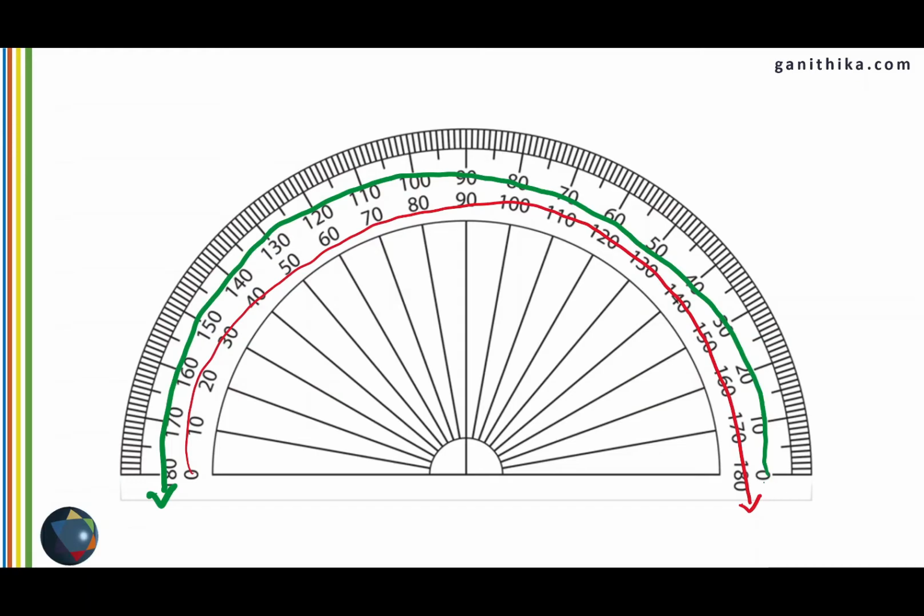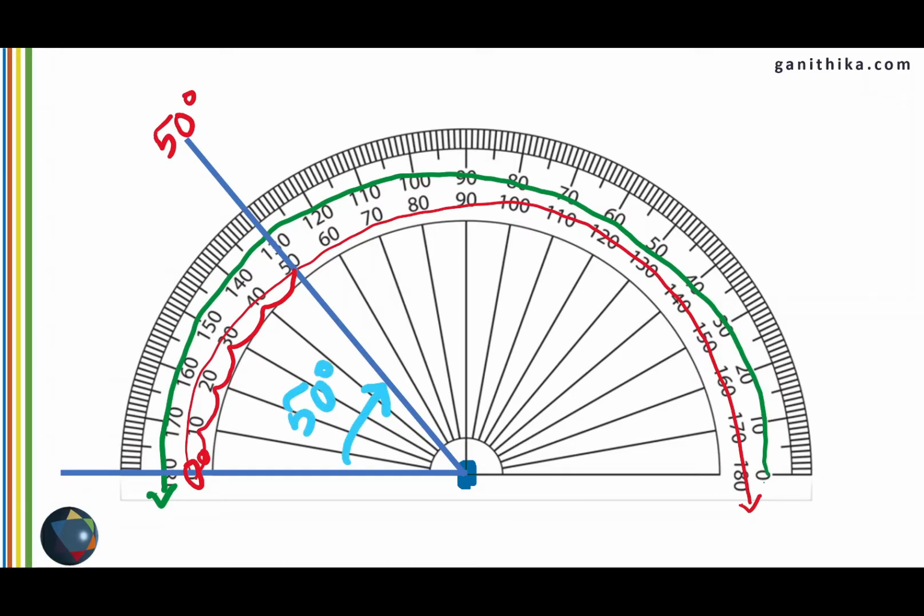The center of the protractor should be aligned with the vertex of the angle like this. So the vertex of the angle should be coinciding with the center of the protractor, and the baseline should coincide with the zero of the protractor. Once you look at the zero, you should start measuring the angle from that part of the protractor, in this case the inner part of the protractor. So from 0, 10, 20, 30, 40 up to the second line, in this case it measures 50 degrees. Therefore the angle measured in this case is 50 degrees.